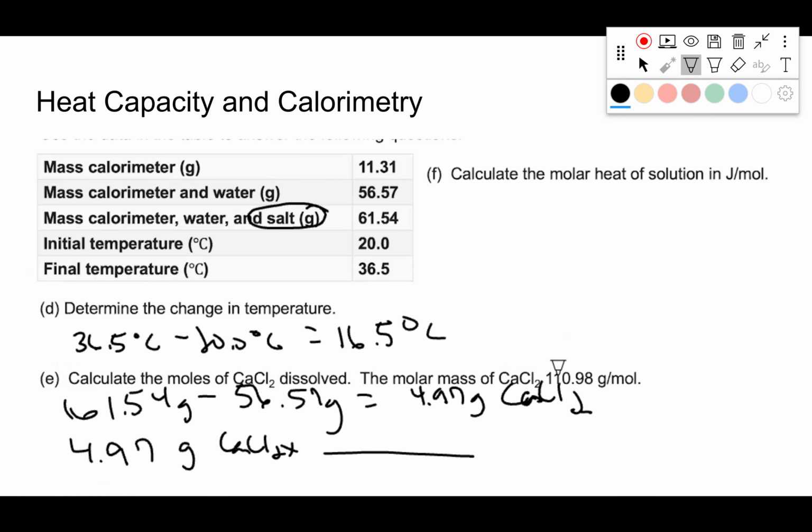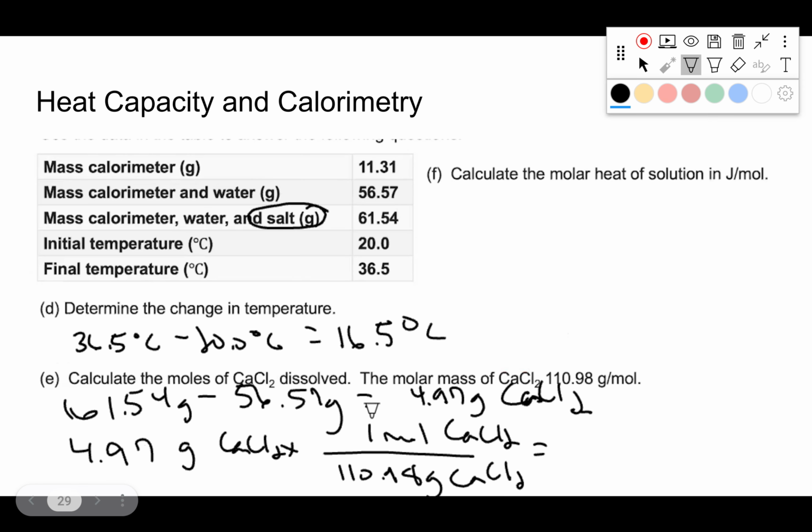This is saying that I have 110.98 grams per 1 mole. That's what it means by molar mass. And so I have 110.98 grams of CaCl2 per 1 mole of CaCl2. This has 3 sig figs, so when I divide this out, I need 3 sig figs. So I end up with 0.0448 moles of the CaCl2.